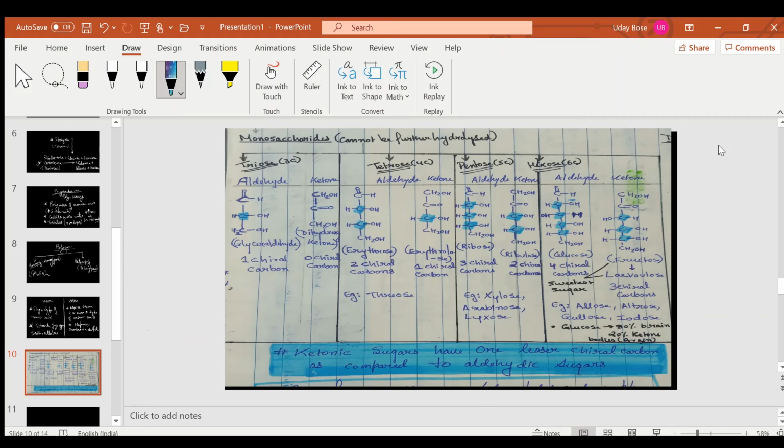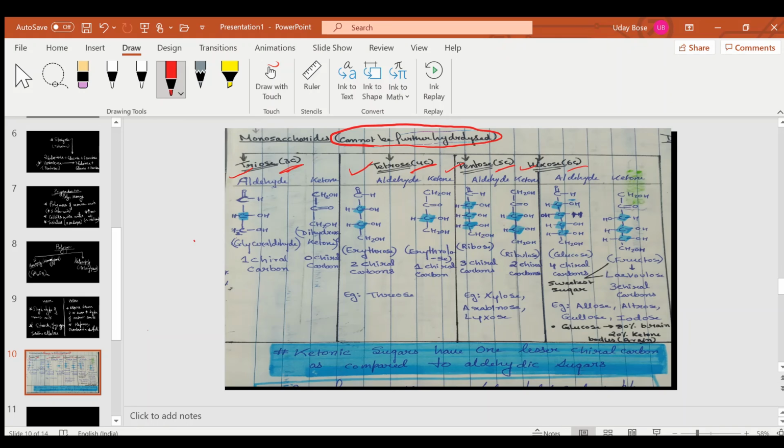So monosaccharide, this cannot be further hydrolyzed. Okay, let me just change the color. So monosaccharide cannot be further hydrolyzed. And if I classify monosaccharides, then there is triose, tetrose, pentose, hexose, right? Triose means it has 3 carbons. Tetrose means it has 4 carbons. Pentose 5 carbons and hexose 6 carbons.